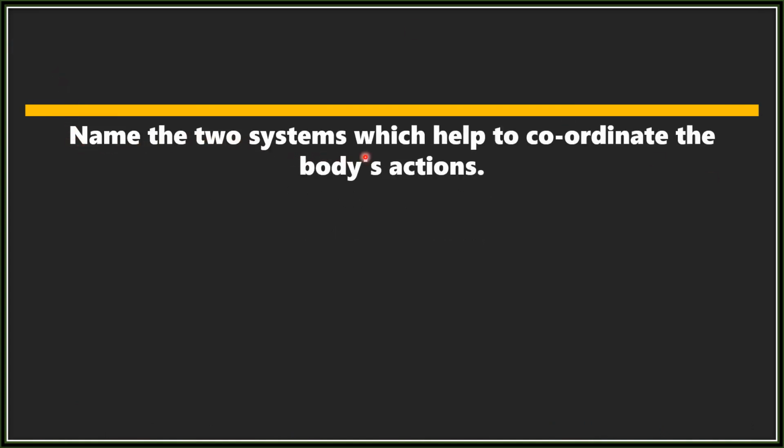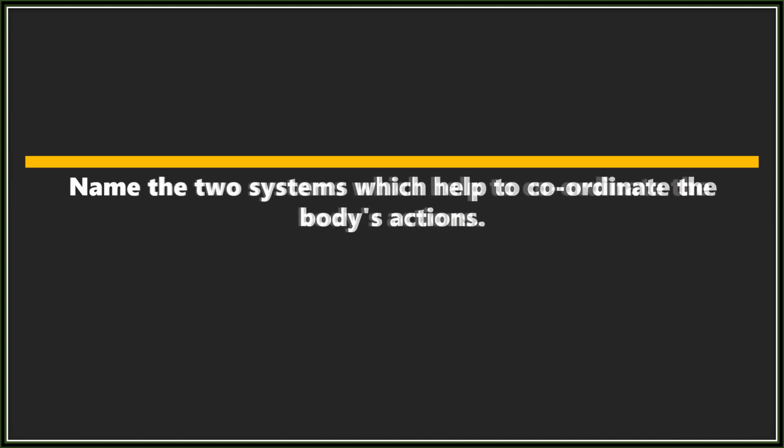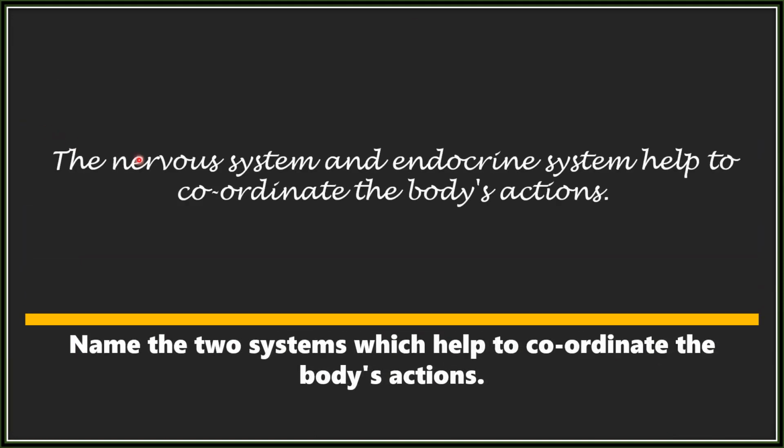Name the two systems which help to coordinate the body's actions. The nervous system and the endocrine system help to coordinate the body's actions.